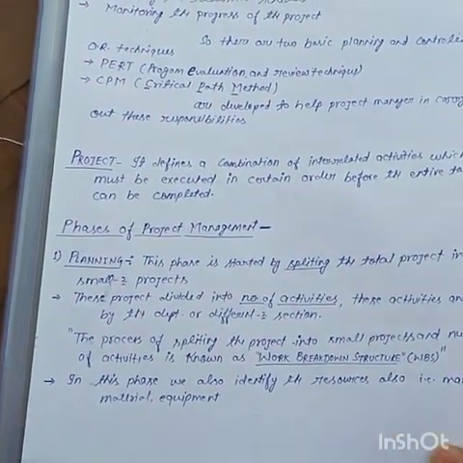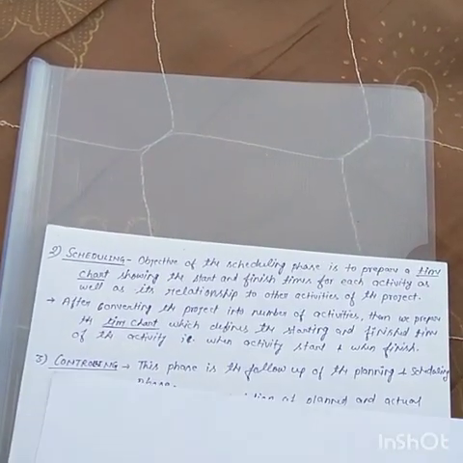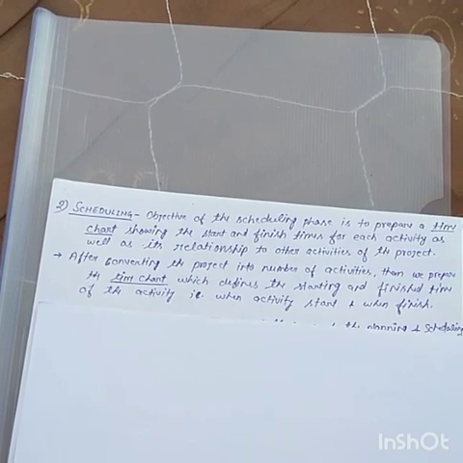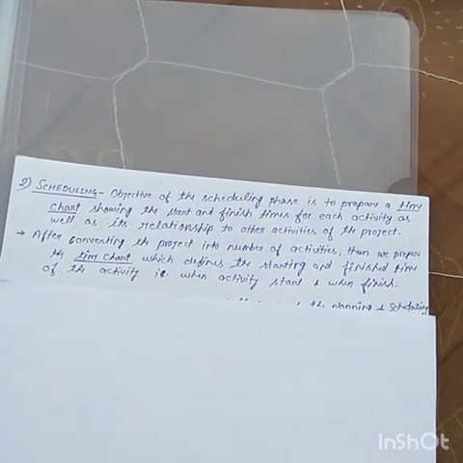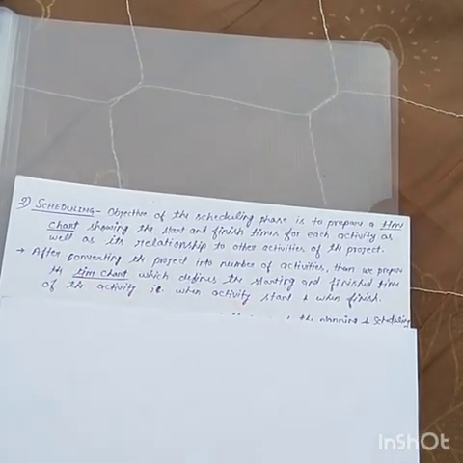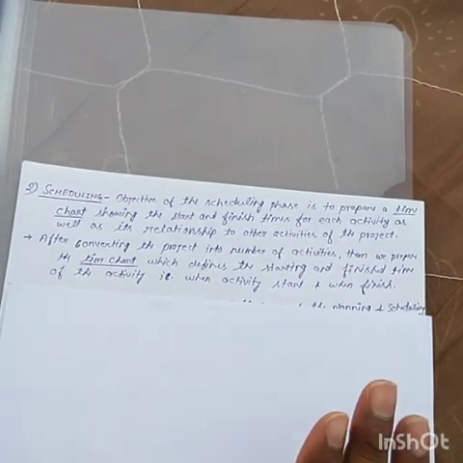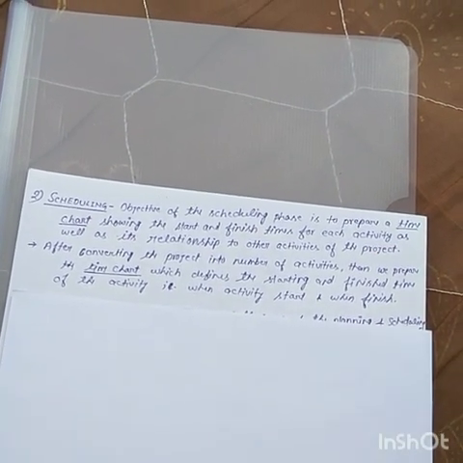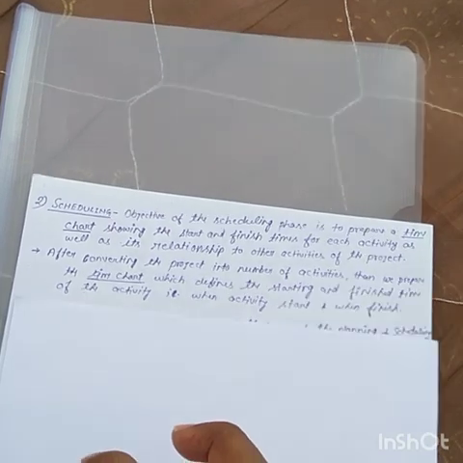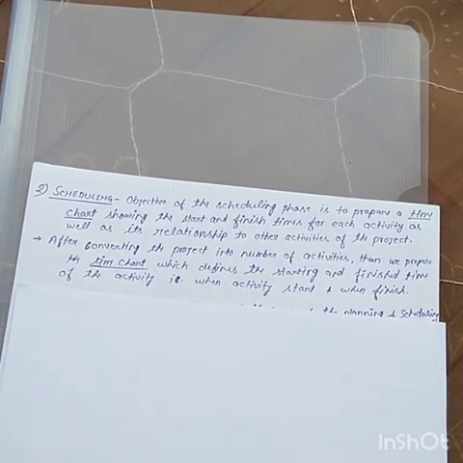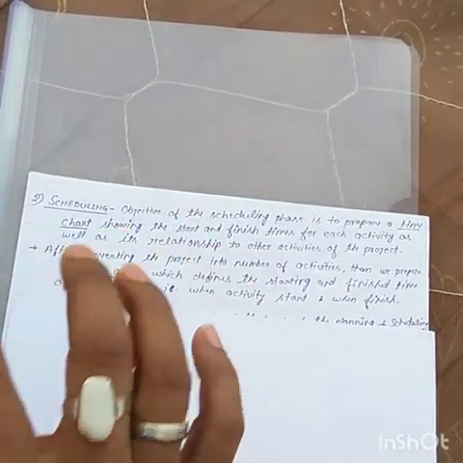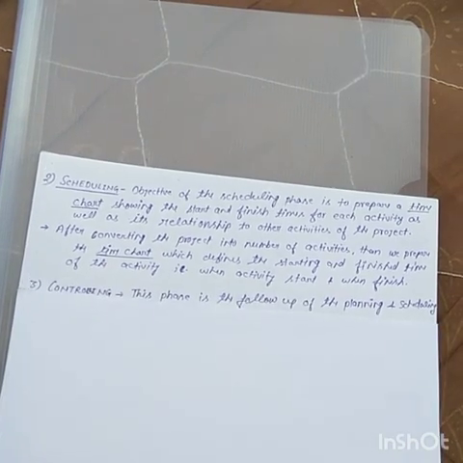The next phase is the scheduling phase. The main objective of the scheduling phase is to prepare a time chart. After splitting the project into a number of activities, we have to identify when each activity starts and when it finishes. The starting time and finishing time of the activity can be recorded in the time chart. It is all about identifying the starting and finishing time of particular activities.